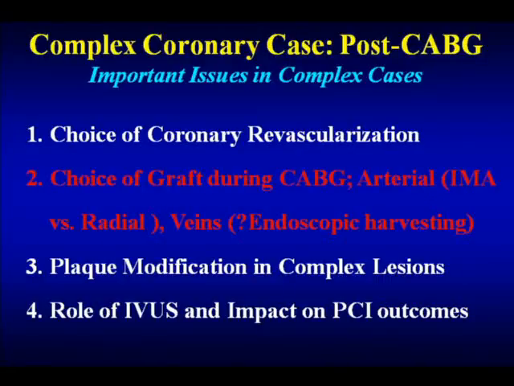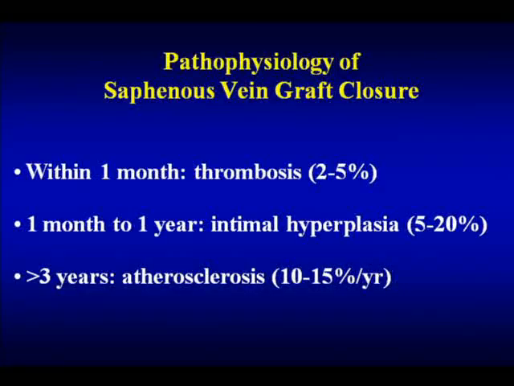Then the question comes, what is the grafting choice? We know vein grafts are routinely used for patients who go for CABG, and there is a definite occlusion rate. Within 1 month, thrombosis usually occurs in 2 to 5% of cases. From 1 month to 1 year, it's intimal hyperplasia, which occurs in 5 to 20% of cases. And after 3-4 years, there is atherosclerosis of the vein graft, which occurs at a rate of 10 to 15%.